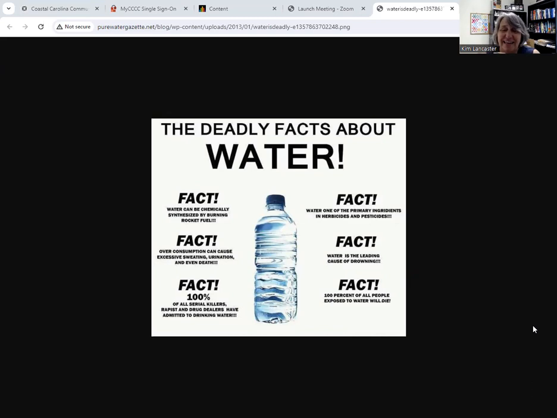So this is what I use, these deadly facts about water. These are all true statements, all facts about water: that it can be synthesized by burning rocket fuel; that overconsumption can lead to sweating, urination, and death; that 100% of serial killers, drug dealers, rapists, all of these bad people in society drink water; that water is one of the primary ingredients of herbicides and pesticides that kill; that water is the leading cause of drowning, and 100% of people who are exposed to water will die. If we looked at just those facts in this subjective way, we could really be afraid of water.